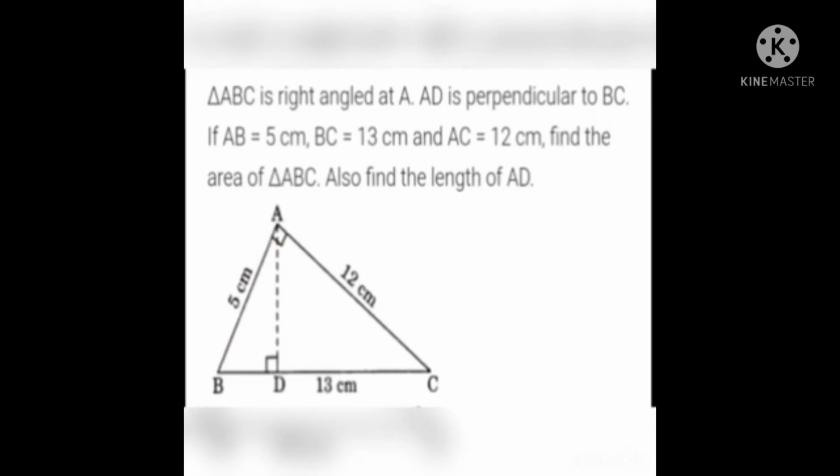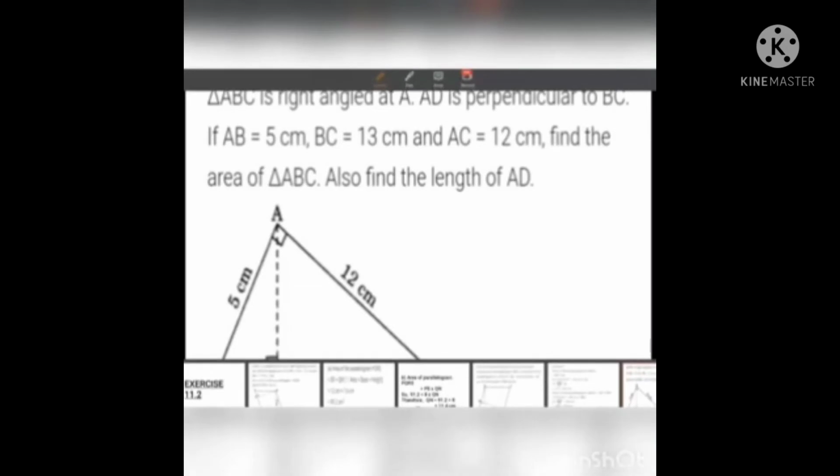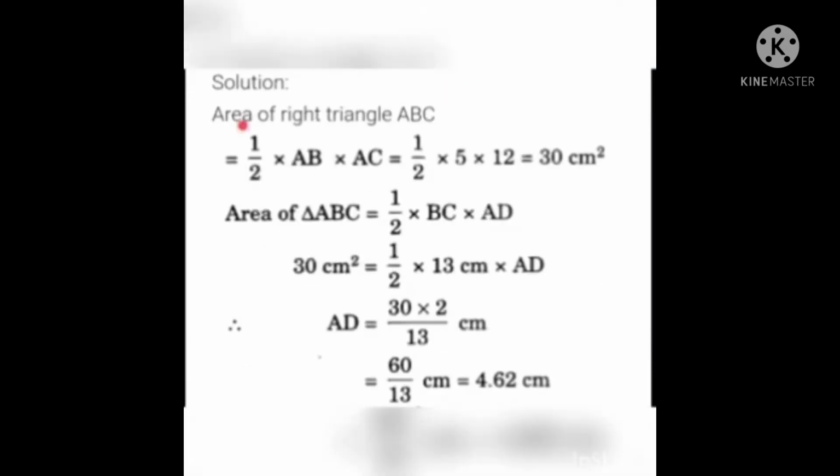What is the formula? Half base into height. So finding the area of the right triangle ABC, half AB into AC. What is AB? 5 cm and AC is 12. So what is the value? 30 cm square. So now we got the area of the triangle is 30 cm square.